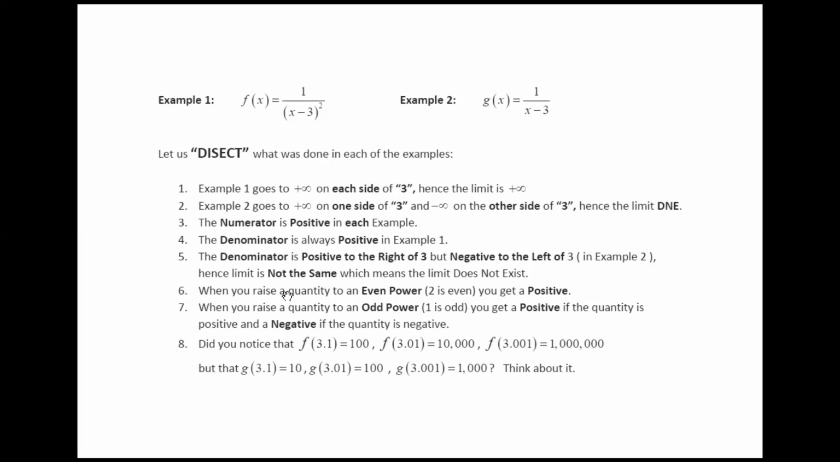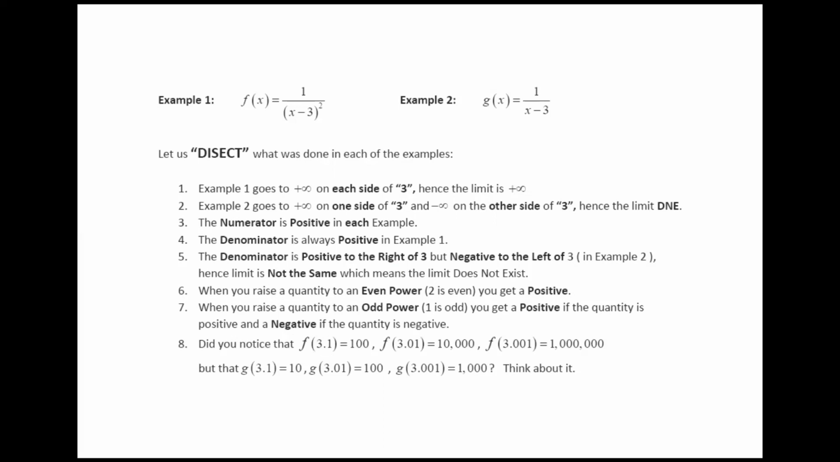Just as an aside, when you raise a quantity to an even power, and 2 is even, you're always going to get a positive, okay? Let's restate that. When you raise a quantity to an even power, and 2 is an even exponent, you're always going to get a positive. When you raise a quantity to an odd power, and 1 is an odd power, you say, what is odd? What is a power? It's the power 1. You get a positive if the quantity is positive and a negative if the quantity is negative. We need those facts. They will help us when we're looking at the subsequent examples so that we don't have to do the arithmetic.